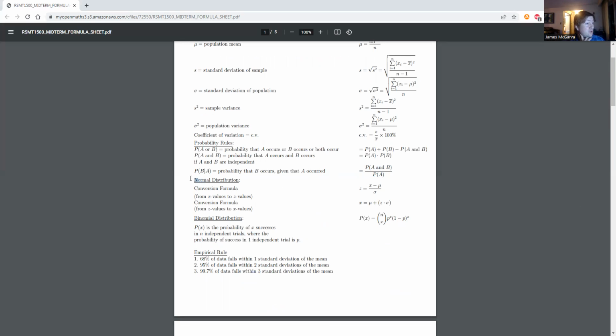Then for normal distribution, we have 2 formulas. One is if you're given the x value and you want to find z, you use this formula: x minus the mean divided by the standard deviation. And if you want to find x and you have z, you do this formula: z times the standard deviation and then add the mean. So this is really the same formula rearranged. We just did some algebra to rearrange the formula. It's just if you want to find Z and you have X, or if you want to find X and you have Z.